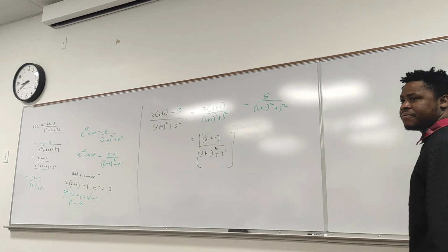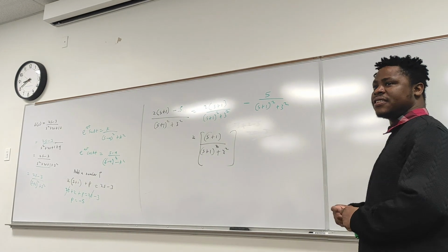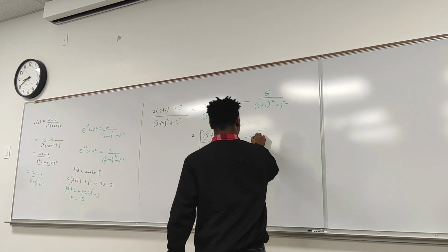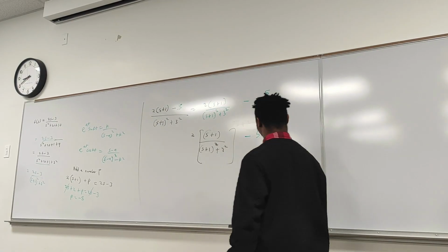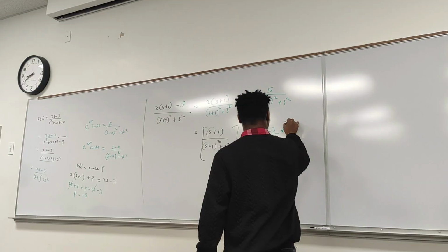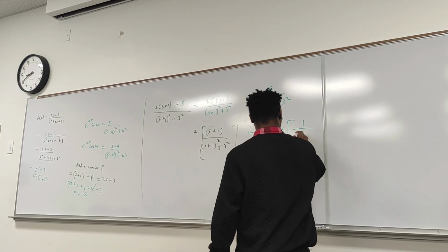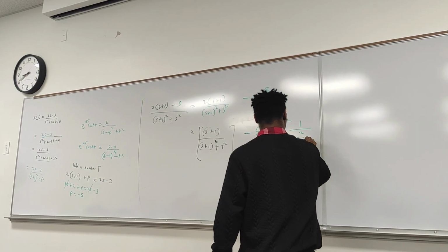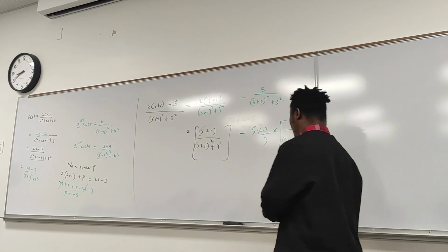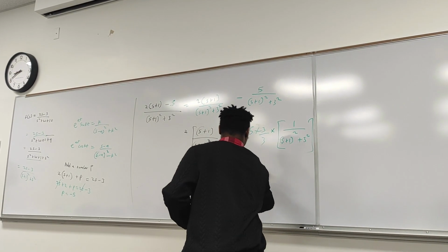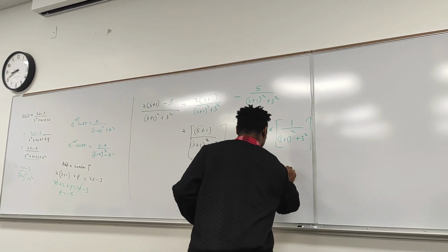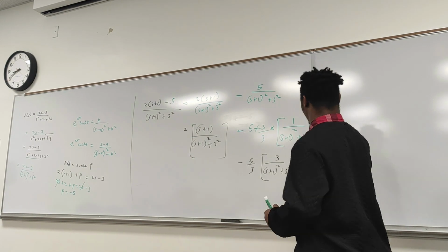What can we do? Anyone? If you multiply this by 5 times 3 divided by 3, it's still the same. 3 over 3 is 1, right? Then this becomes 1 over s plus 1 squared plus 3 squared. So that becomes 5 over 3 multiplied by 3 over s plus 1 squared plus 3 squared. There you go. We have our function.